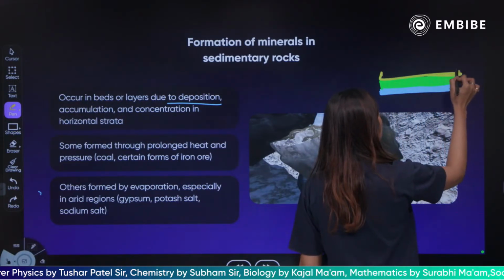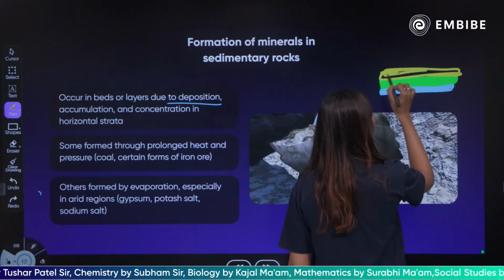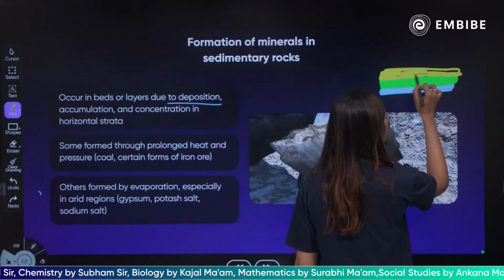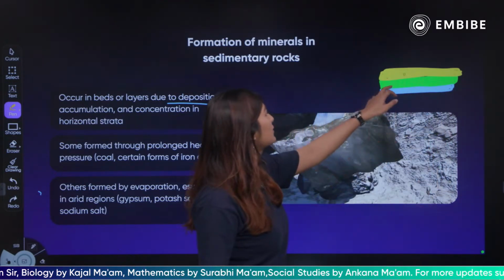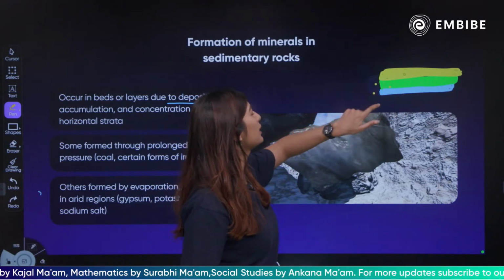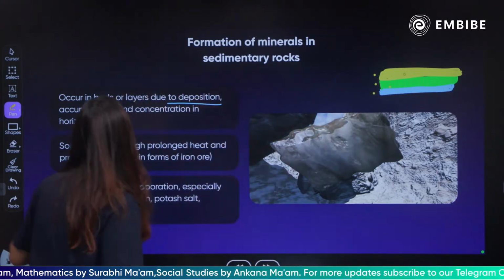Of course, it's not just limited to this. It may have repetition of layers. Various layers will be there. So over a period of time, things would keep getting deposited. First, this would have gotten deposited. Then this would have gotten deposited. Then this would have gotten deposited.